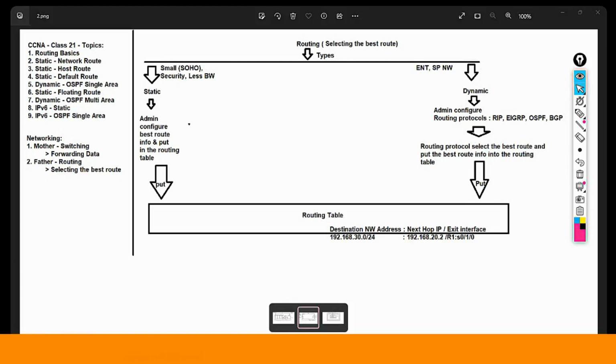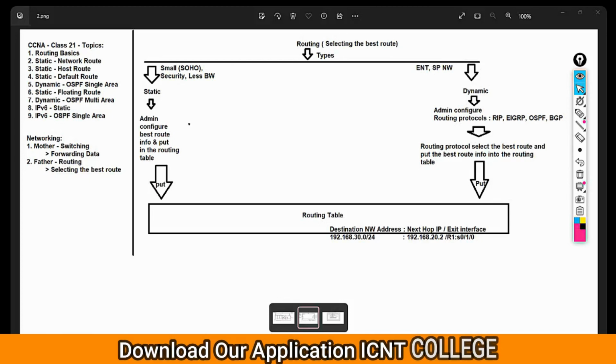Now how do you answer in the interview question? In the interview you have to say it like this. What is static routing? The administrator configures the best route information and puts it in the routing table. What is dynamic routing? Point 1, the administrator configures routing protocols. Point number 2, routing protocols find the best route and put it in the routing table. That is dynamic routing. Understood?